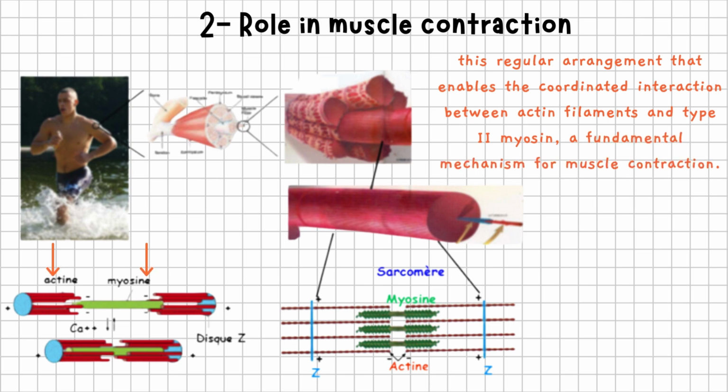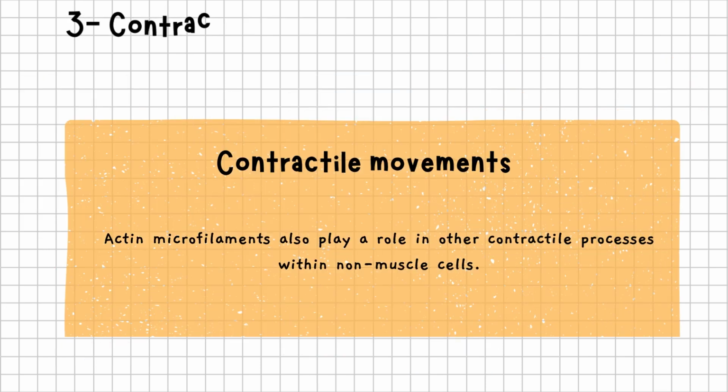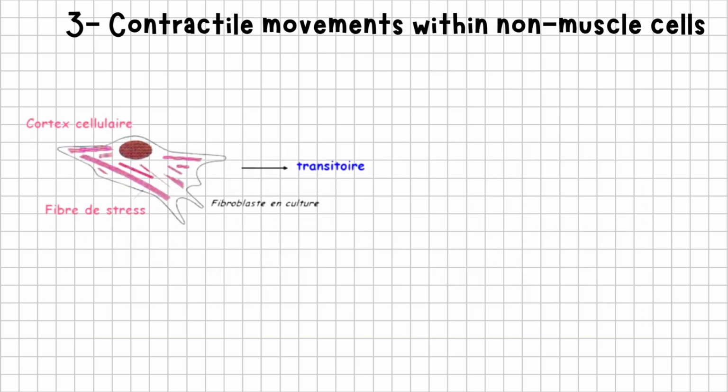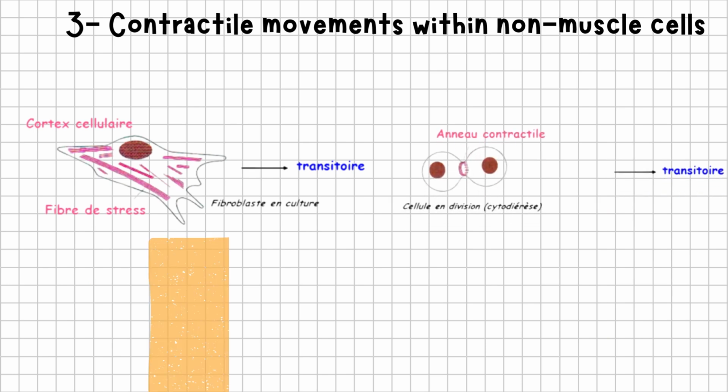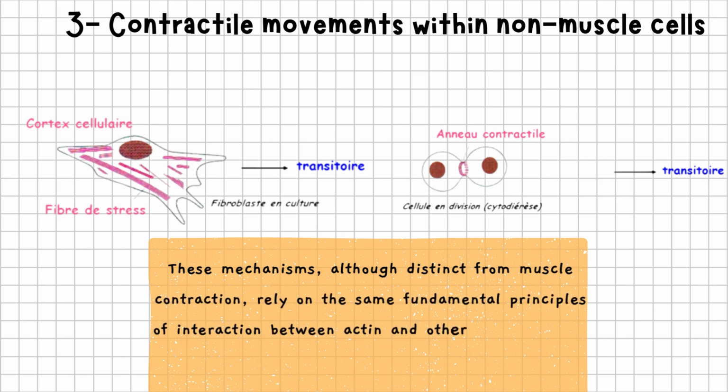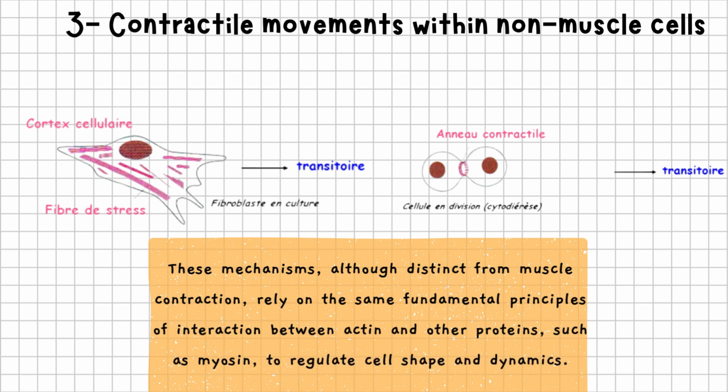The roles of these actin microfilaments are not limited to muscle cells. In fact, they also play a role in other contractile processes within non-muscle cells. Two notable examples are stress fibers in fibroblasts and the contractile ring during cytokinesis. These mechanisms, although distinct from muscle contraction, rely on the same fundamental principles of interaction between actin and other proteins, such as myosin, to regulate cell shape and dynamics.